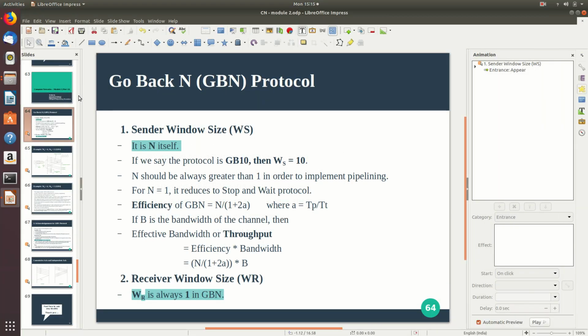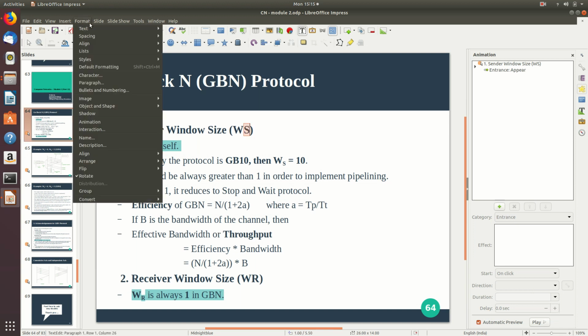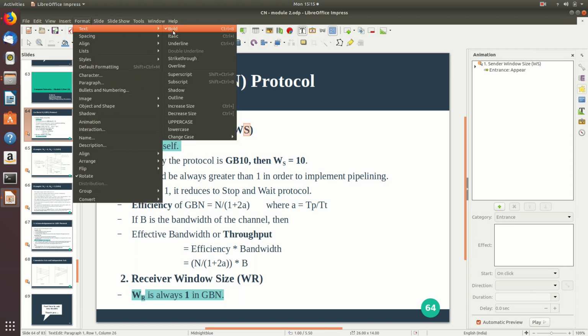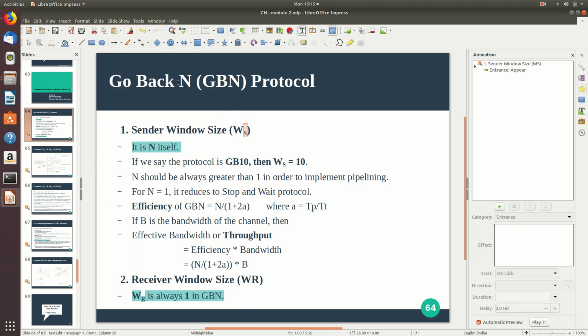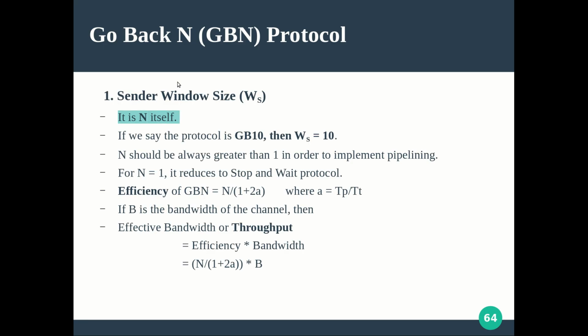So what about the sender window size? See, it is N itself. From where is this N coming? Let me take the pen. This N, right, the name itself. Whenever you say go back N protocol, that N is nothing but the sender window size. For example, if it is a go back 10 protocol, the sender window size is 10. Okay, so hope this naming convention is clear.